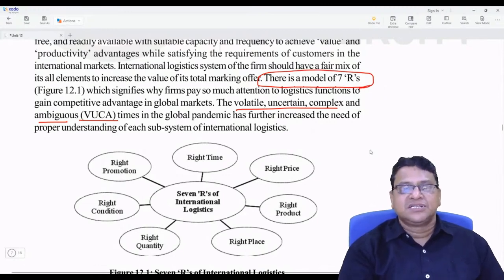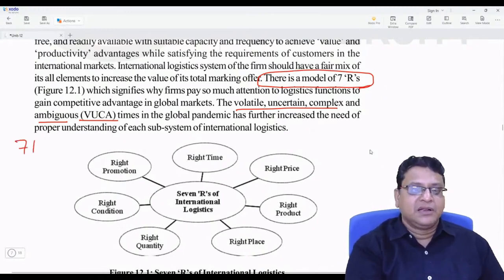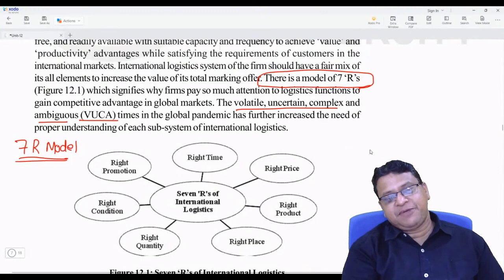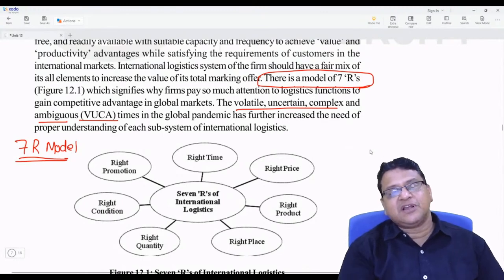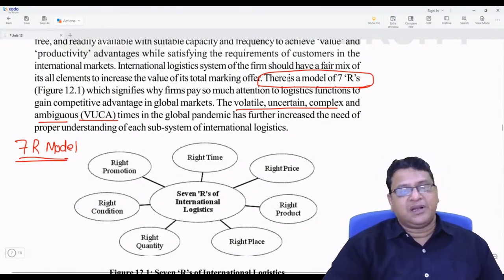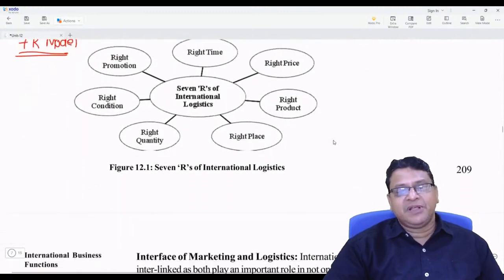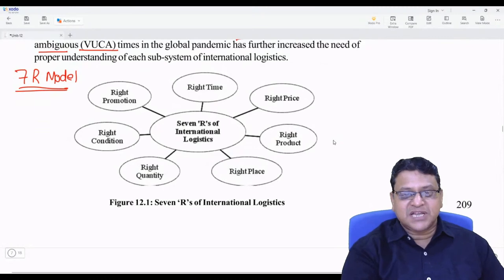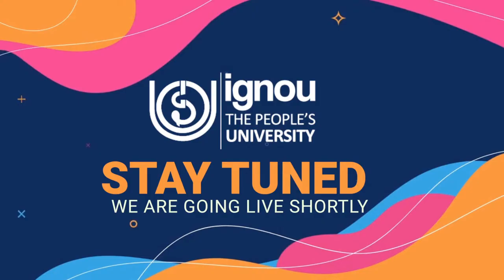The 7R model for logistics management. This 7R model of international logistics management is important. What is the 7R model? The 7R model of international logistics deals with the first R, right time. Second, management is helpful to win a competitive market.